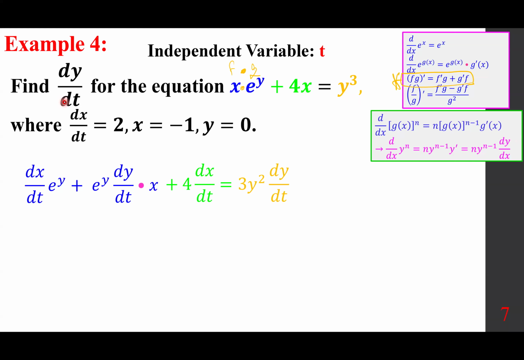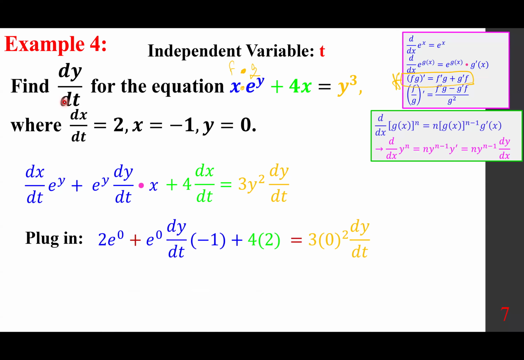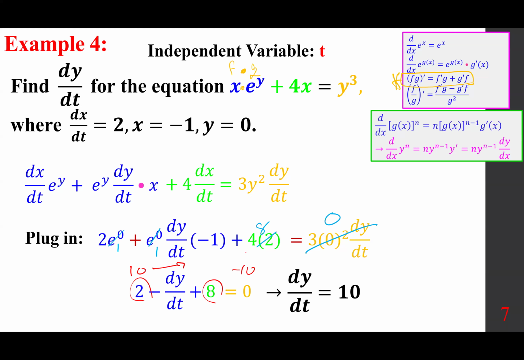Now, we can solve for dy/dt, but over here you can just plug in and evaluate. When you plug in, you get 1 here, 1 here, 8 here, 0 here. So we get 2 plus negative dy/dt plus 8 equals 0. And this is 10. Moves to the other side, becomes negative 10. Minus dy/dt is negative 10, so dy/dt must be positive 10. Very simple, everybody.